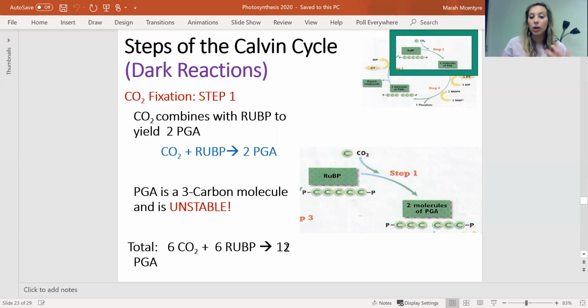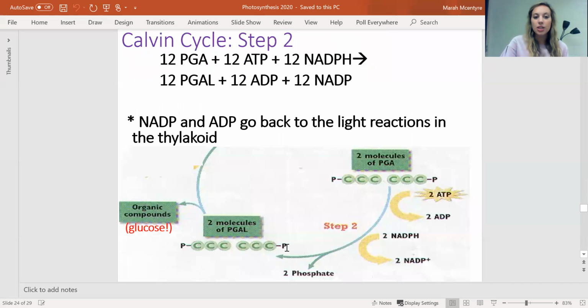It's looking for more. It's looking for something. So the 12 PGA that we just created from the RUBPs and the carbon dioxide are going to combine with our 12 ATP and our 12 NADPH. Think to yourself, where did these two come from? They're very familiar looking. Where did they come from? Okay, so the answer is the light reactions. These were our 2 products from the light reactions.